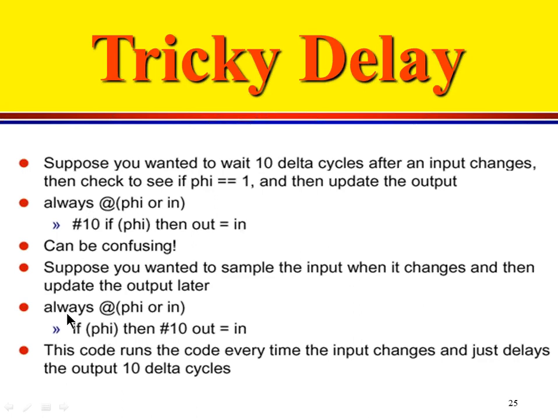The second example, a similar example: always at phi or in, the sensitivity list stays the same. If phi, I check my signal first, then hash 10, wait for 10 cycles, 10 time units, out gets in. In the first case, there is a delay, then you check for the signal, then output is updated. In the second case, you check for the signal, then there is a delay, then the output is updated.